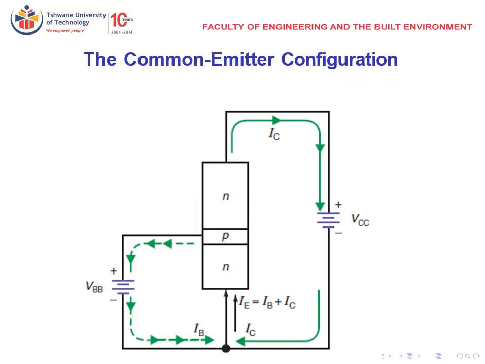The common emitter configuration. So here we have our emitter common to both voltage sources. VBB is the voltage between the base and the emitter. Then we have VCC, which is between your collector and emitter voltage. So in this case, still IE would be equal to the base current plus the collector current.